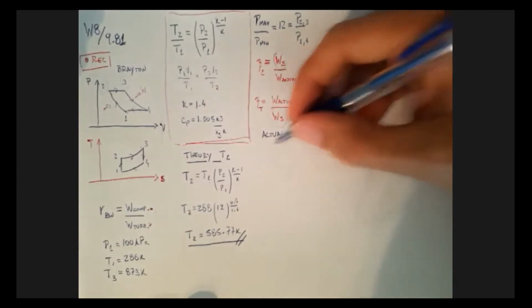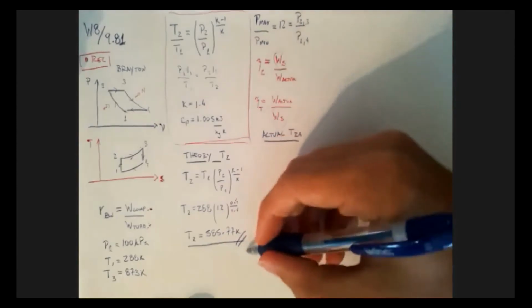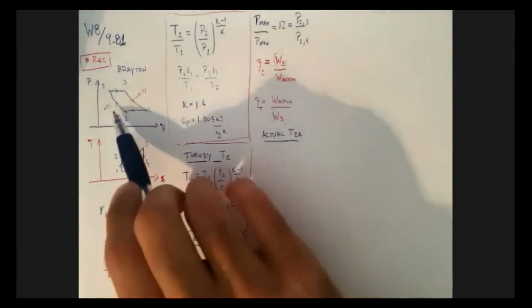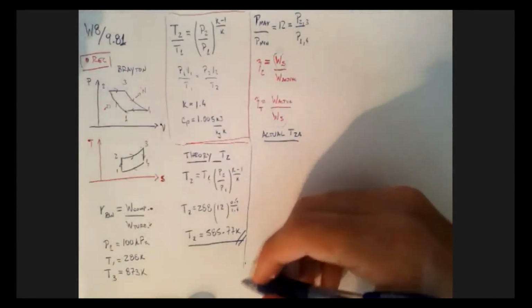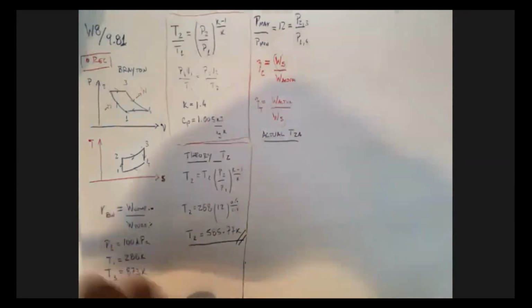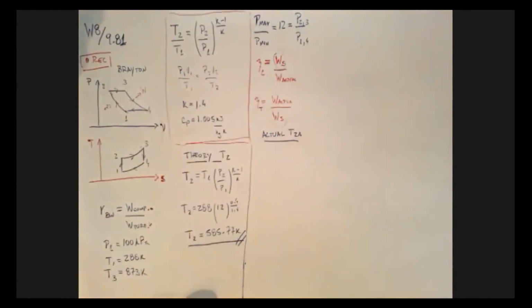I'll put T2A for actual. What is the actual temperature that we end up with? And mind you that, as I said, it should be something greater than 585, which is not something that we are particularly looking forward to, but we know it's going to happen.